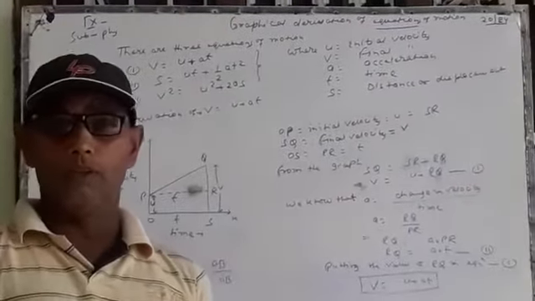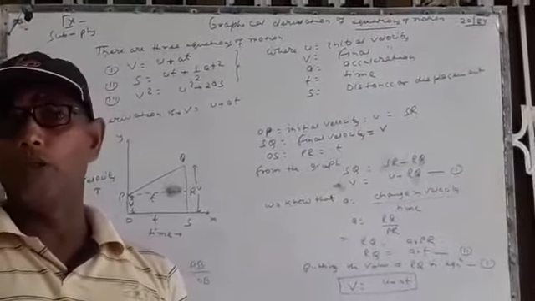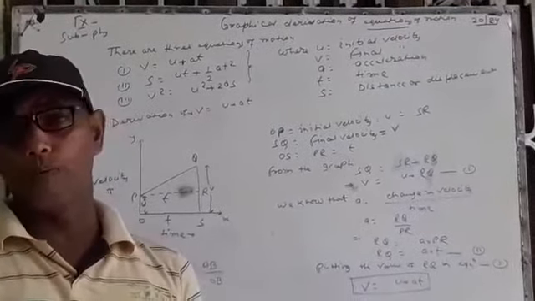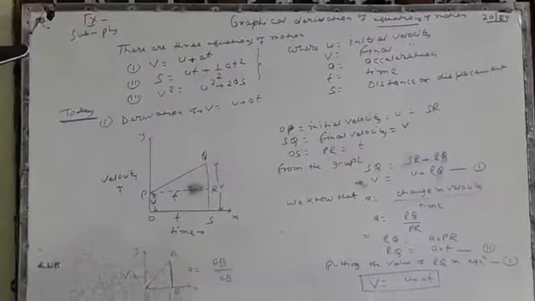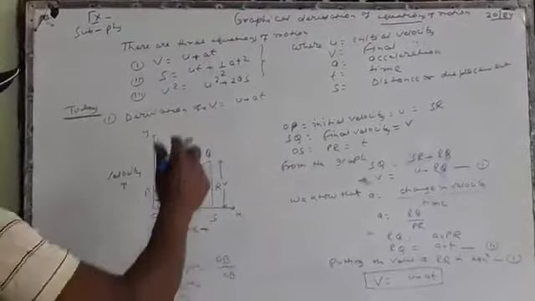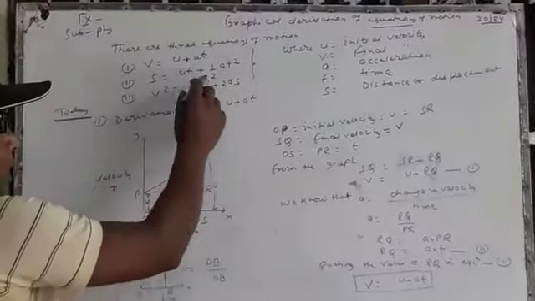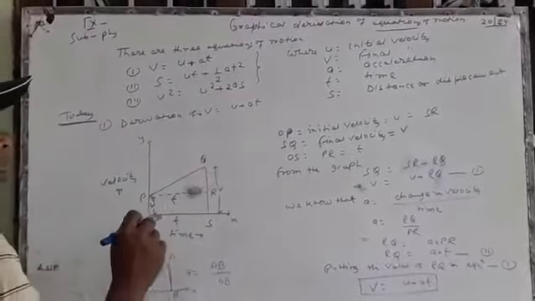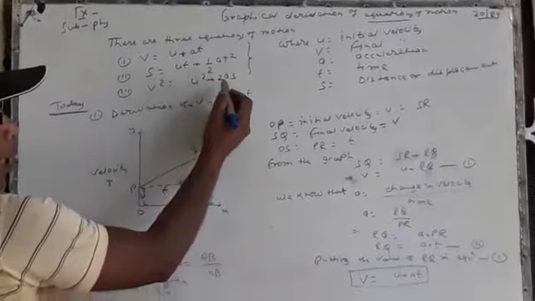Once again I am before you after a gap of 1 week with a new topic, equations of motion. There are 3 equations of motion. First equation of motion, v equal to u plus at. Second equation of motion, s equal to ut plus 1 by 2 at square. And third equation of motion, v square equal to u square plus 2as.